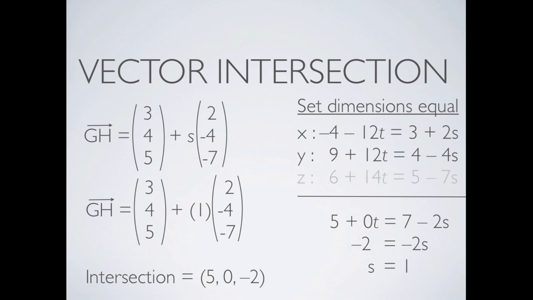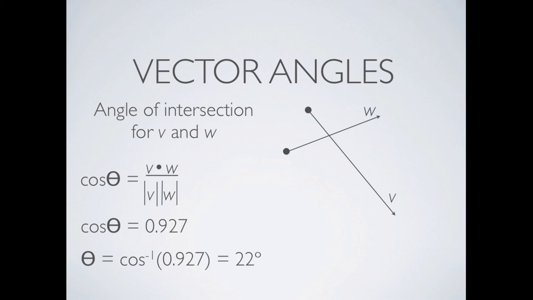You've come to know vectors intersect at certain angles too. Cosine of theta equals VW over the magnitudes. But how can this be so perfect? It equals 22. But after all I've said, please don't forget.